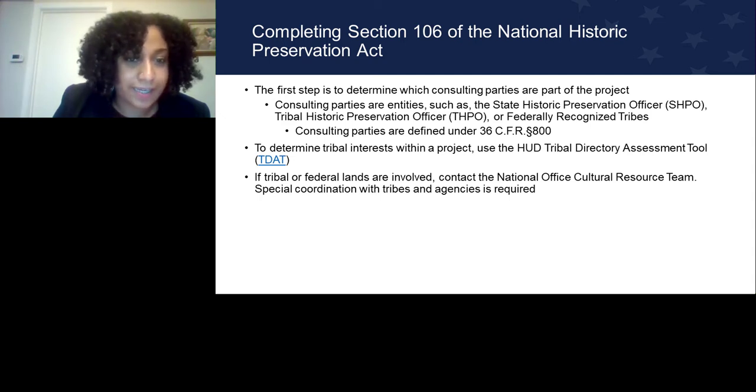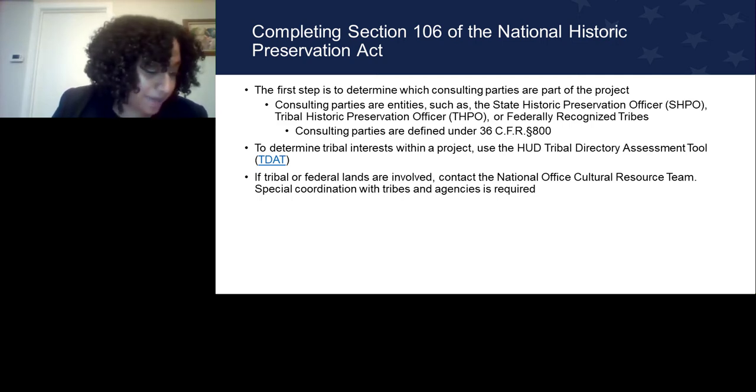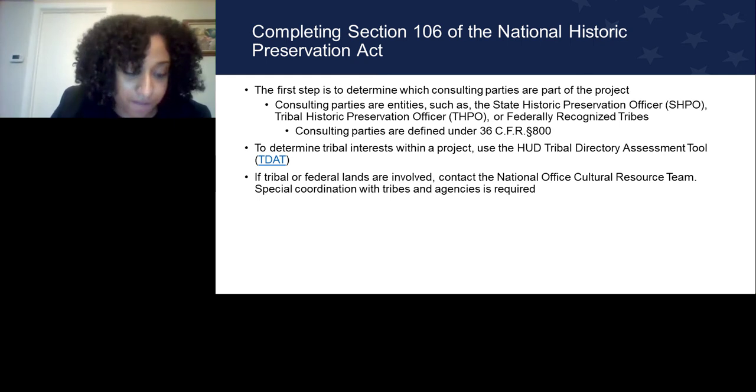I'm going to start again at slide 6, completing Section 106 of the National Historic Preservation Act. So I was saying earlier that this is the first step in starting the Section 106 process. The first step is to determine which consulting parties are part of the project. These are the entities you'll be reaching out to. These usually include the State Historic Preservation Officer, also known as the SHPO, the Tribal Historic Preservation Officer, also known as the THPO, and federally recognized tribes.